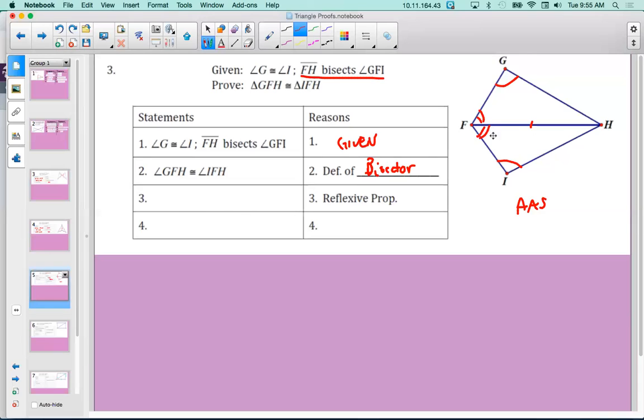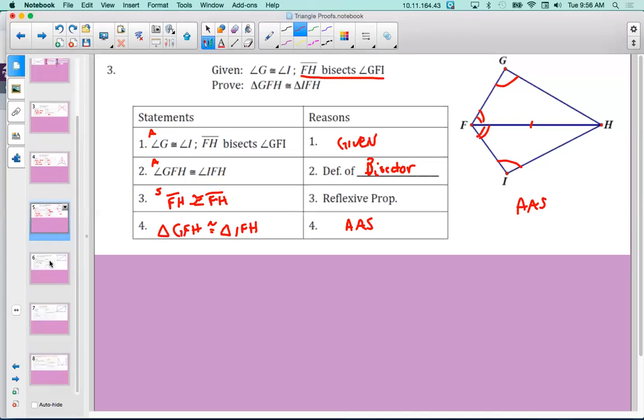Our reflexive property, we're talking about the shared side. FH is congruent to FH. Last, we should have enough information to prove it. Let's see, we got angle, angle, side. We're good. We got triangle GFH is congruent to triangle IFH. Angle, angle, side. Nice. All right. I think we might have time to get through all these.